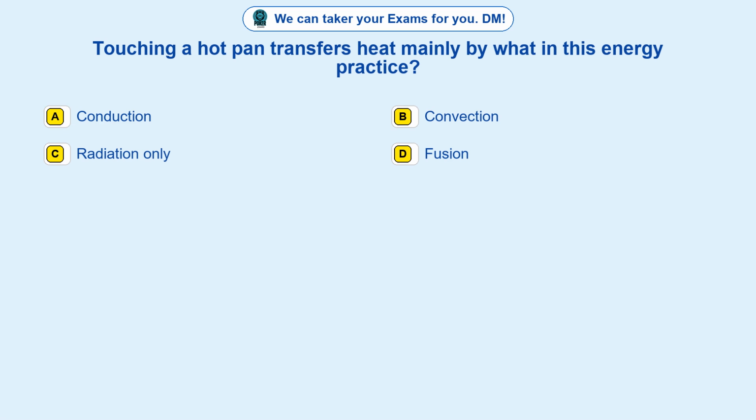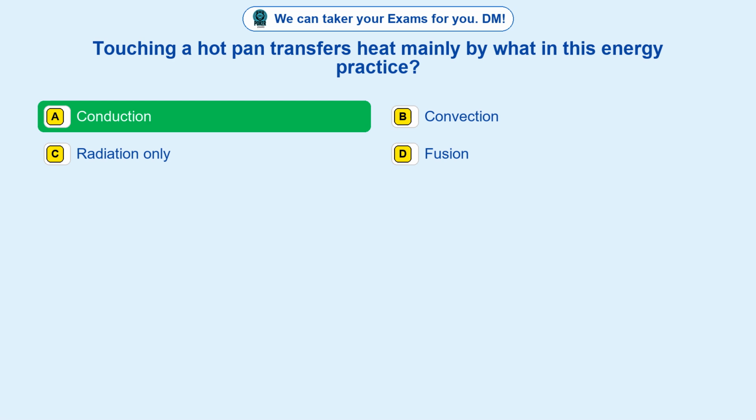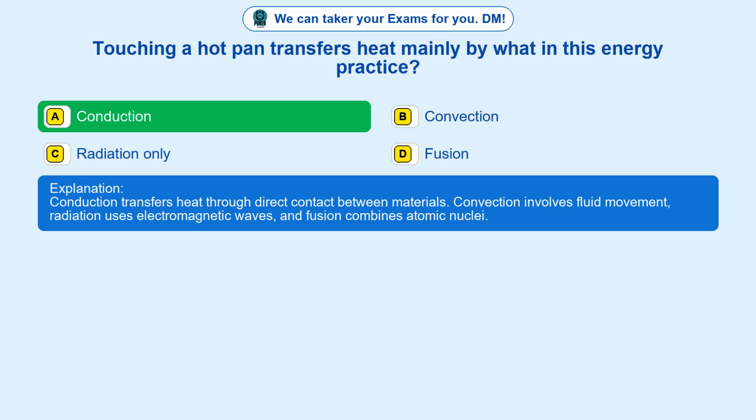Question 75. Touching a hot pan transfers heat mainly by what in this energy practice? Option A, conduction. Option B, convection. Option C, radiation only. Option D, fusion. The correct answer is option A. Conduction. Conduction transfers heat through direct contact between materials. Convection involves fluid movement, radiation uses electromagnetic waves, and fusion combines atomic nuclei.